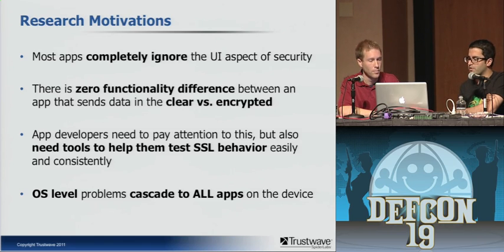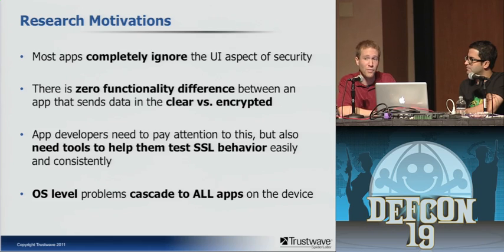And we also thought there wasn't really an easy set of tools for people to run their apps through these types of tests. And then also, when you find OS level problems, they can cascade to all apps. So if there's an OS level SSL parsing problem, it could affect every single app on a device, not just one single app.